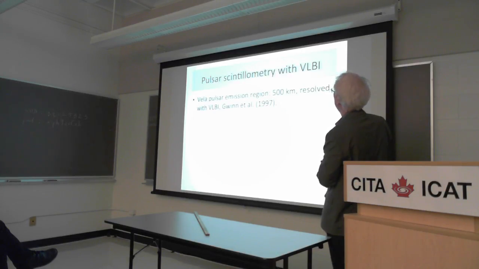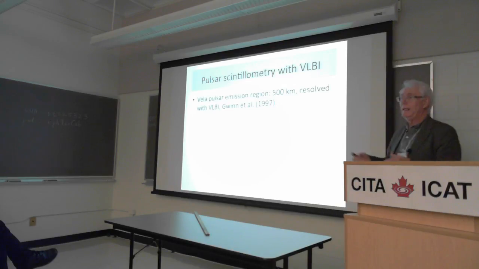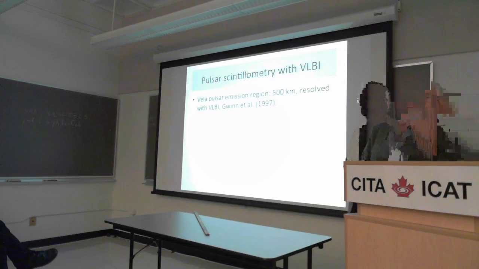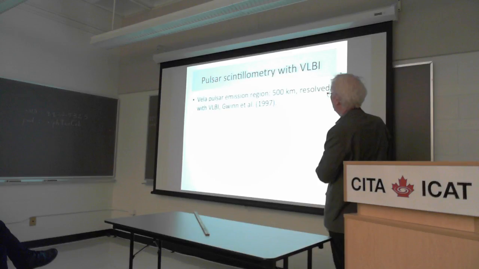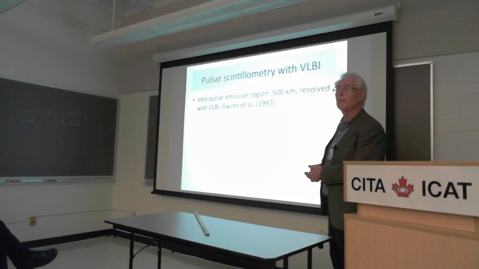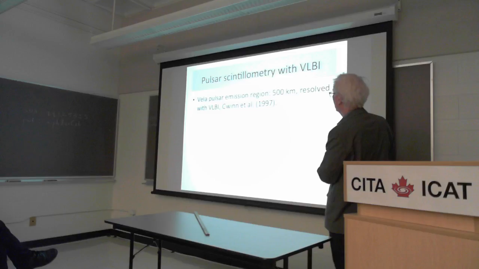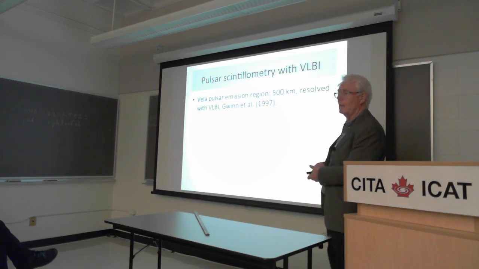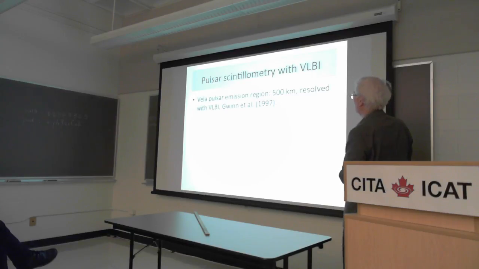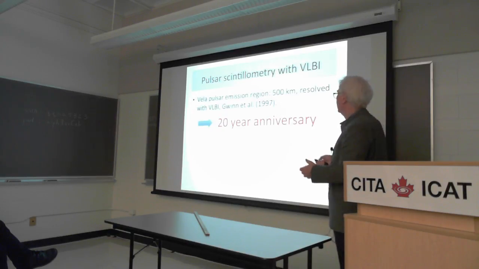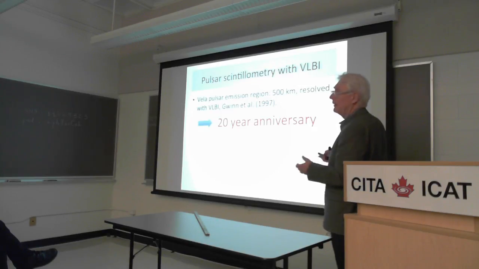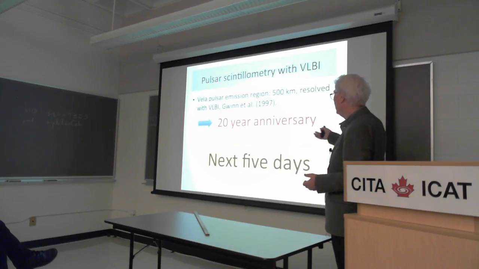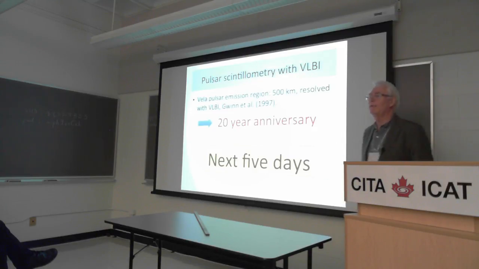And now we come to pulsar scintillometry with VLBI. The experiments were actually done by Carl. Is Carl here? No? Carl, 1997, and they determined the Vela pulsar emission region to be about 500 kilometers. They got another result later on. So 1997, that's the 20-year anniversary. So we have three anniversaries to celebrate this year. That's basically all I want to say about that, and we will learn about that topic in the next 5 days. Thank you very much.